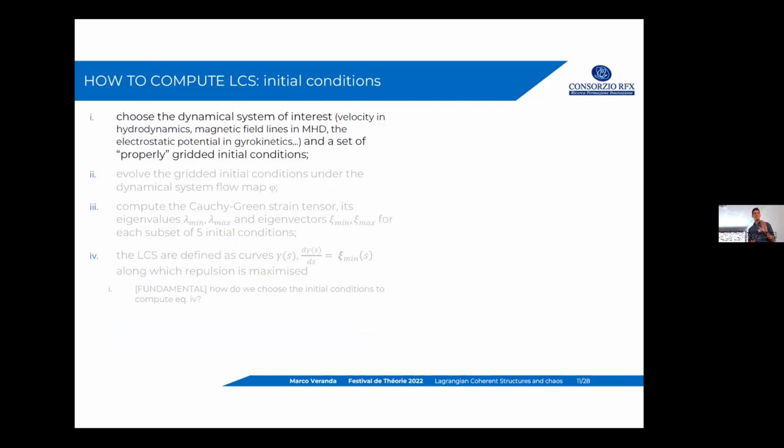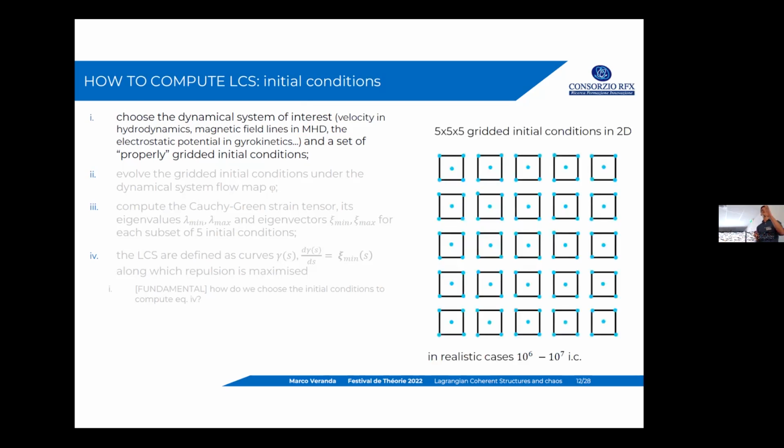First of all, this may seem silly, but one has to choose the dynamical system of interest. And I say this because the technique is very general. It can be applied to velocity in hydrodynamics. I've seen it applied to, for example, the electrostatic potential in gyrokinetics, or, as I will do, to magnetic field lines in MHD. And then you have to choose a set of properly gridded initial conditions. Here, just for the sake of explaining, I chose a set of 25 squares, each one consisting of 5 initial conditions. In realistic cases, you need many more.